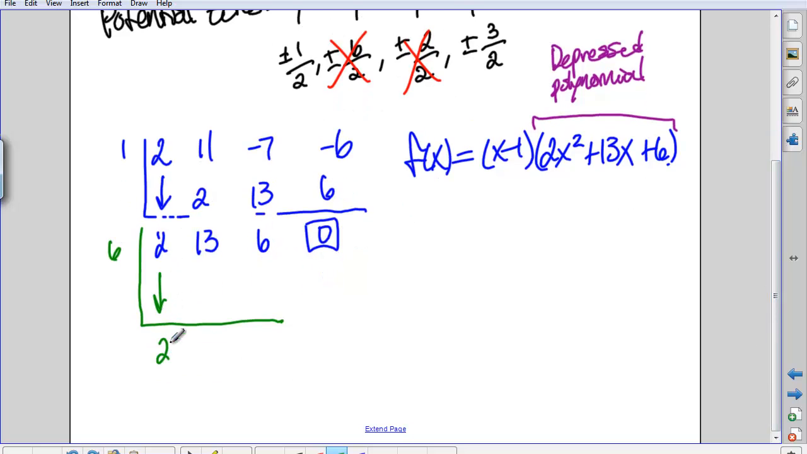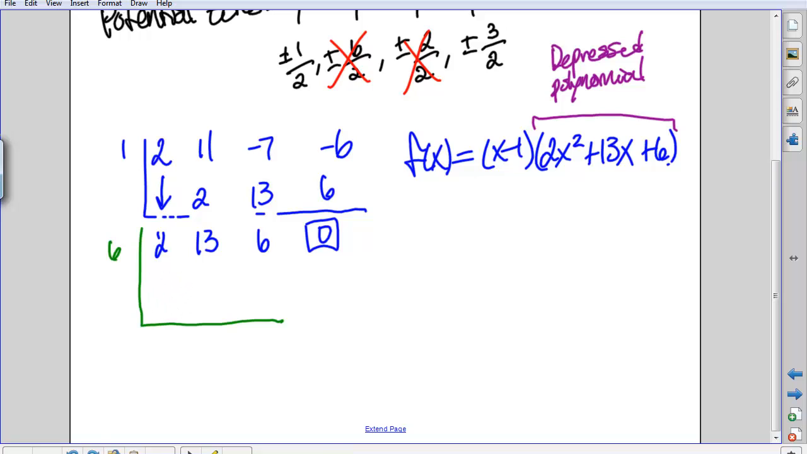So 2 and 6 would be 12. Add those, we get 25. This does not look promising. 6 and 25 is 150, and that's 156. Okay, well that didn't really work out. Pencil is good here because now I can just erase. Now why didn't that work out? I didn't get a zero remainder, right?